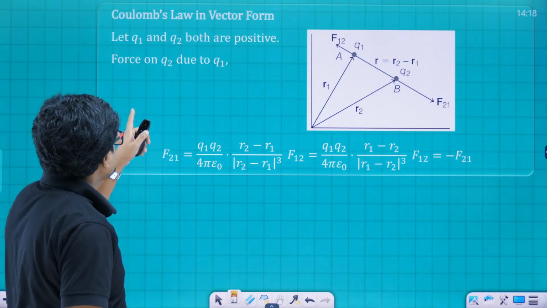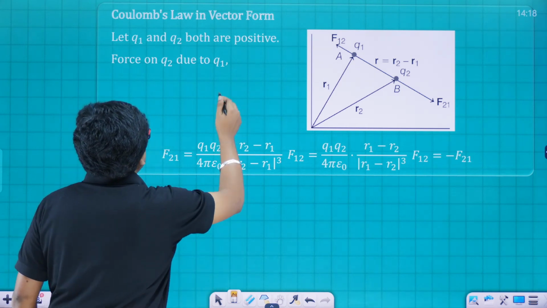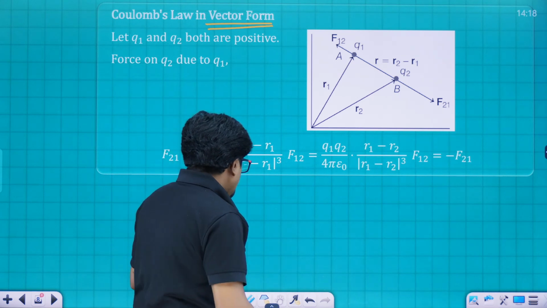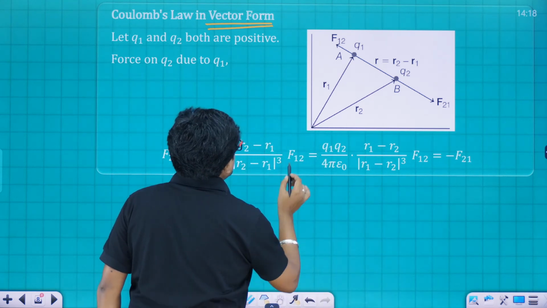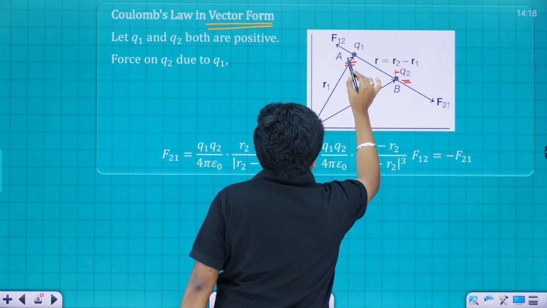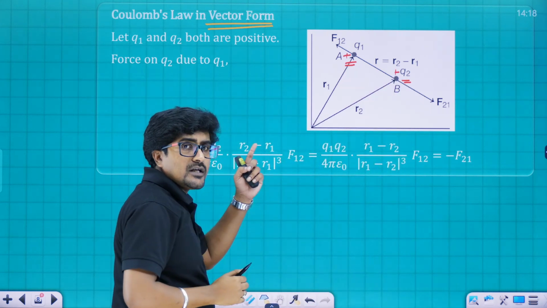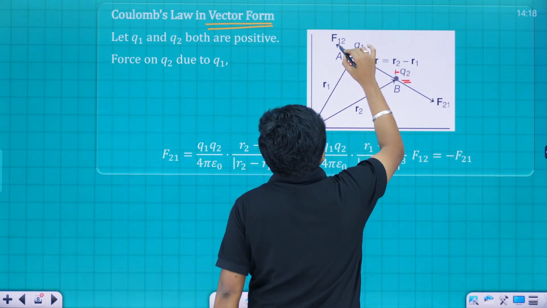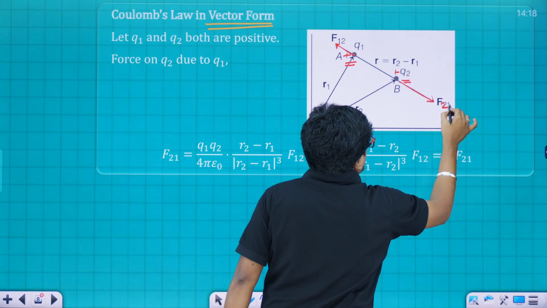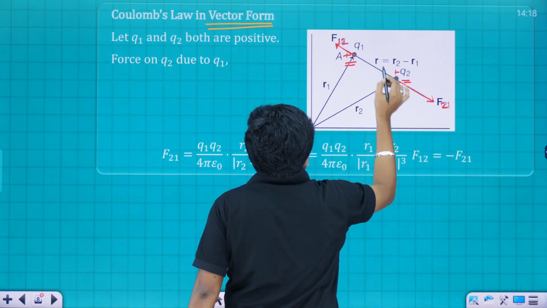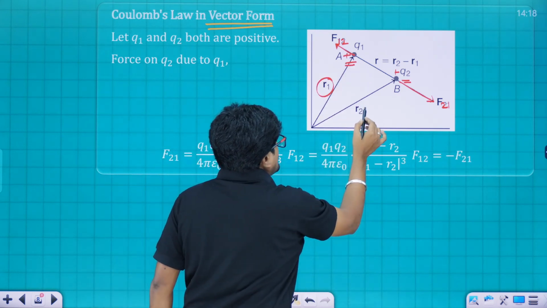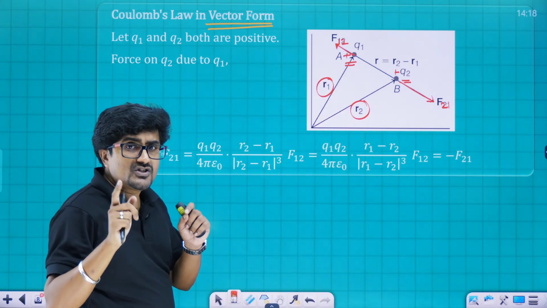Now comes the next. As I told you earlier, we need to discuss Coulomb's law in vector form also. Here in this figure you can see 2 charges, Q1 as well as Q2, and these are identical charges. I prefer to have them as positive. Here this is the force acting on 1 due to 2, and here this is the force acting on 2 due to 1. I repeat, this is 1 due to 2 and here it is 2 due to 1. R1 is the position vector of charge 1 and R2 is the position vector of charge 2.